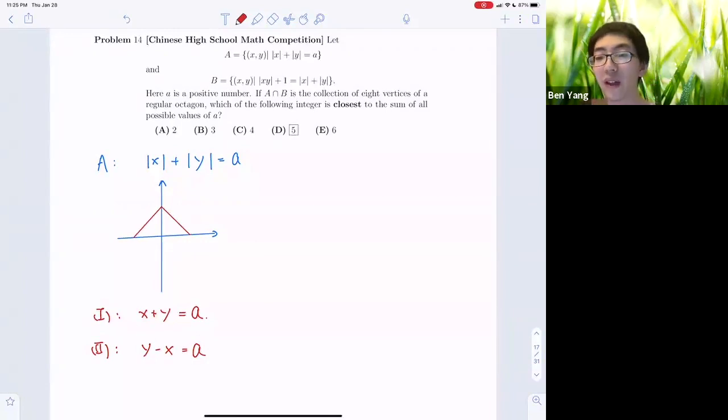Similarly, we can look at the third quadrant and the fourth quadrant, and we're going to find that the graph of this equation is actually a square. The sides of the square have slope +1 and -1. And the intercepts are A and -A on the x-axis, and also on the y-axis, there's A and -A.